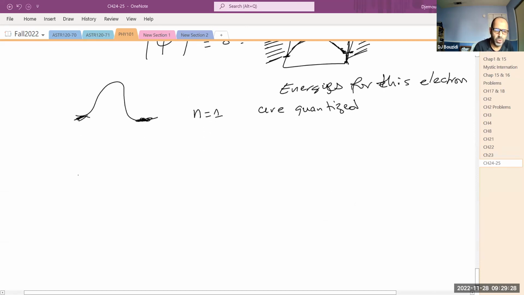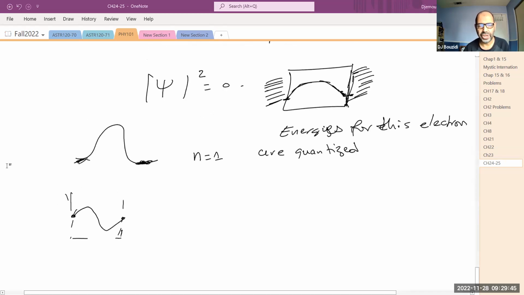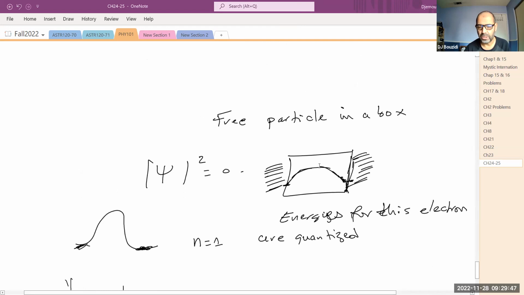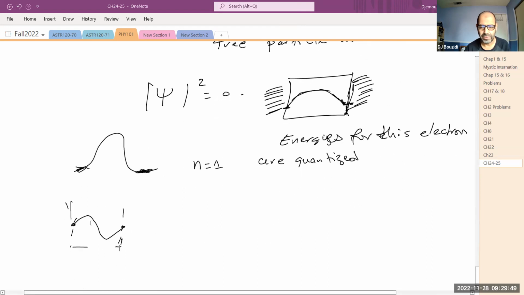If you take the n equals 2 level, which is another value that is acceptable as a solution, the wave function would look like this. It drops again to 0 at both ends. This is the boundary, basically, of the box I'm trying to draw here. The boundary will be 0, but the wave function by itself doesn't mean anything. So what I'm trying to draw here is actually the real part of the wave function.